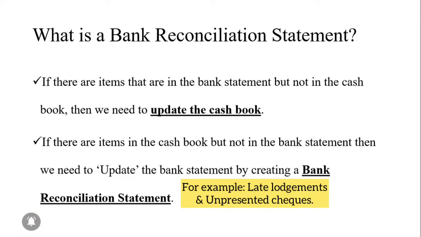And if there are items in the cash book but not in the bank statement, then we need to update the bank statement, quote unquote, by creating a bank reconciliation statement. So there may be items in your cash book, your dealings with your customers and whatever the case might be, but the bank doesn't know about it. And so you have information in your cash book, but it's just not in the bank statement. And so you need to update the bank statement, quote unquote, by creating a bank reconciliation statement. I hope that you guys are getting it.